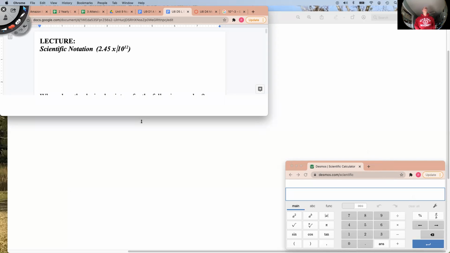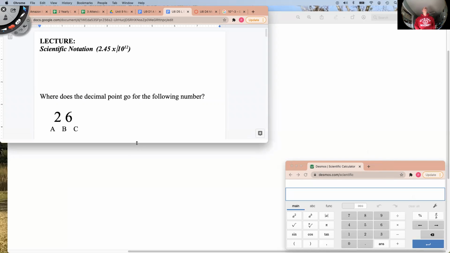All right. So number one, ladies and gentlemen, this is the number 26. My question for you is, where does the decimal go for the number 26? Is the decimal going to go at location A, location B, or location C with the number 26?